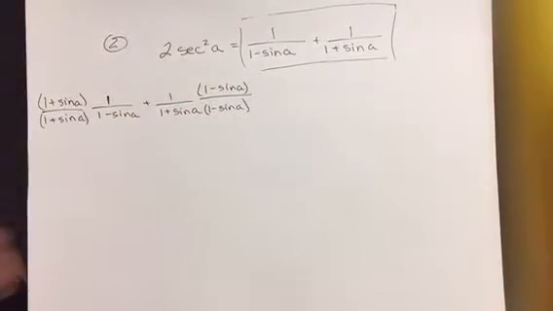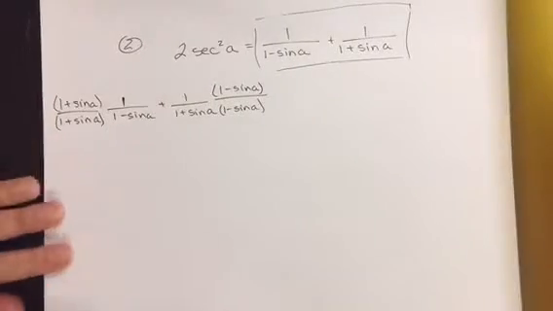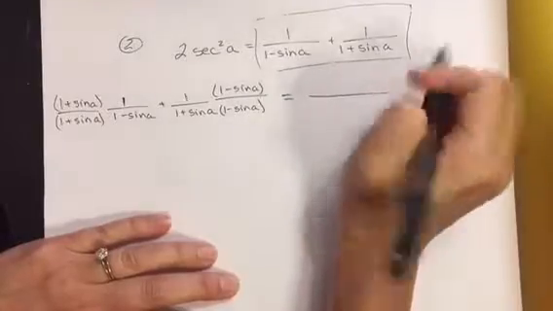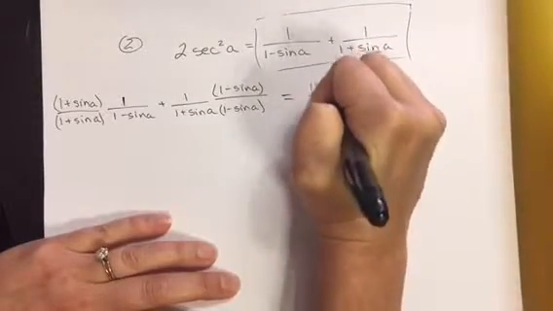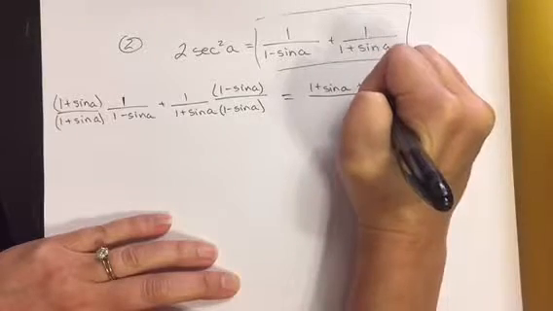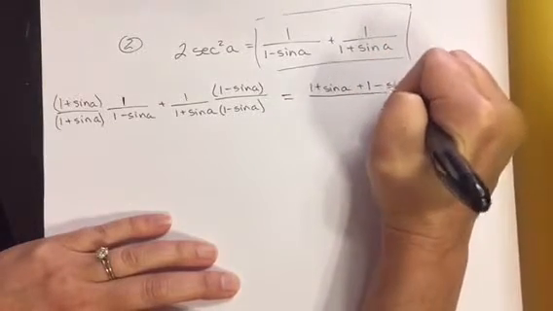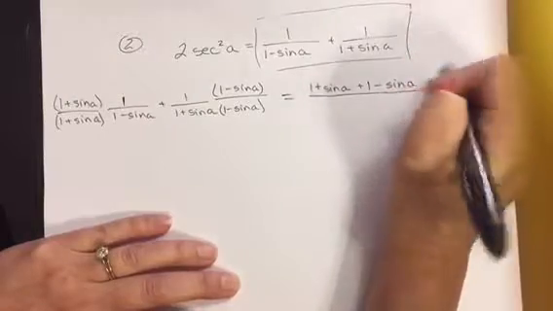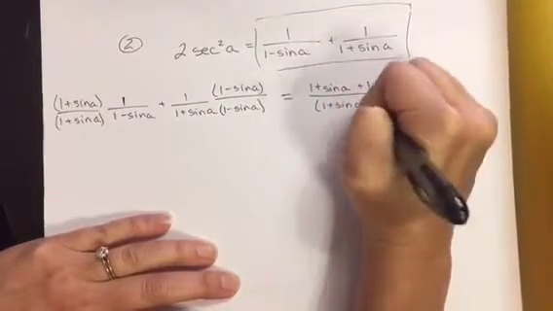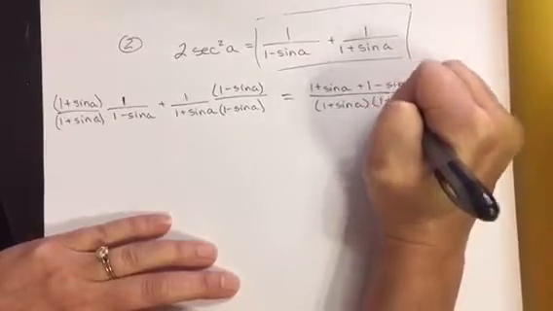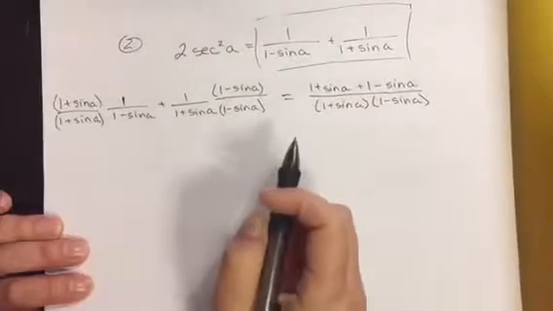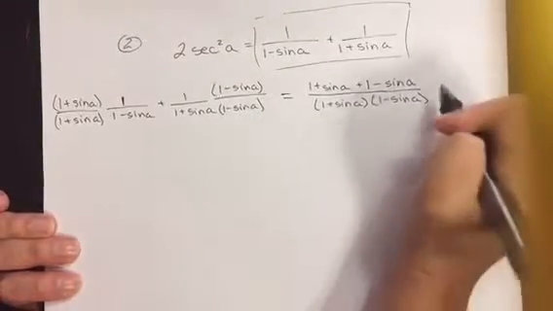All right, there we go. So now I have a common denominator. I have 1 plus sine a plus 1 minus sine a. And all of that is over 1 plus sine a times 1 minus sine a. Okay, I'm going to simplify again.